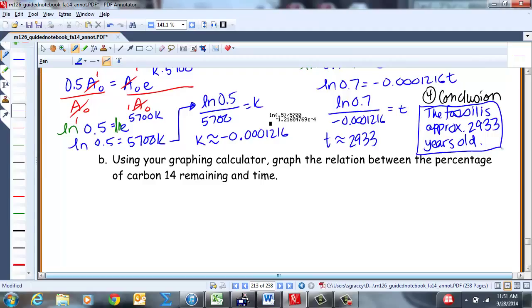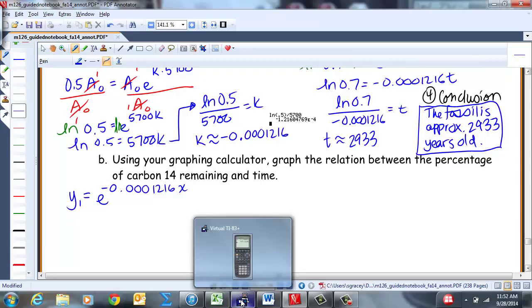Using your graphing calculator, graph the relation between the percentage of carbon-14 remaining and time. So basically, this is what we're going to do on our graphing calculator. We're going to say y1 equals e to the negative 0.0001216 times x, because on the older calculators it's just a lot easier to enter x. If you have a newer one, you could keep t.